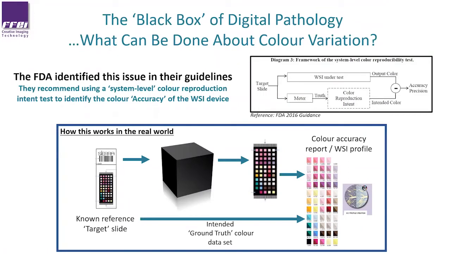What can be done about this color variation? Well, the FDA have identified this issue in recent guidelines and proposed a framework for system-level color reproducibility. In reality, this requires the use of an independent known reference target slide, which can follow two routes. Firstly, the spectral truth of the color captured within that slide can be measured. And secondly, the same slide can go through an imaging system to be assessed, which produces an image that contains the color artifacts of that black box. And therefore, this provides the data sets to calculate color accuracy, which can be reported for QA processes. At the same time, this data can be used to calculate an ICC profile, which can correct or calibrate all the images that leave these scanning devices back down to the original truth of the target slide.